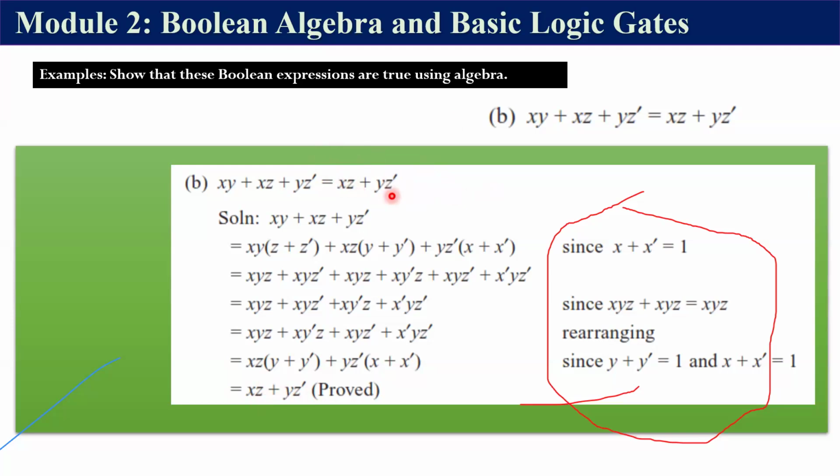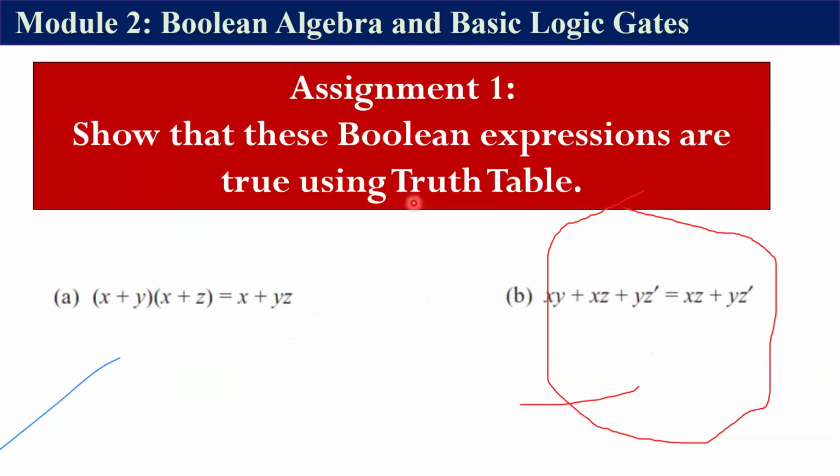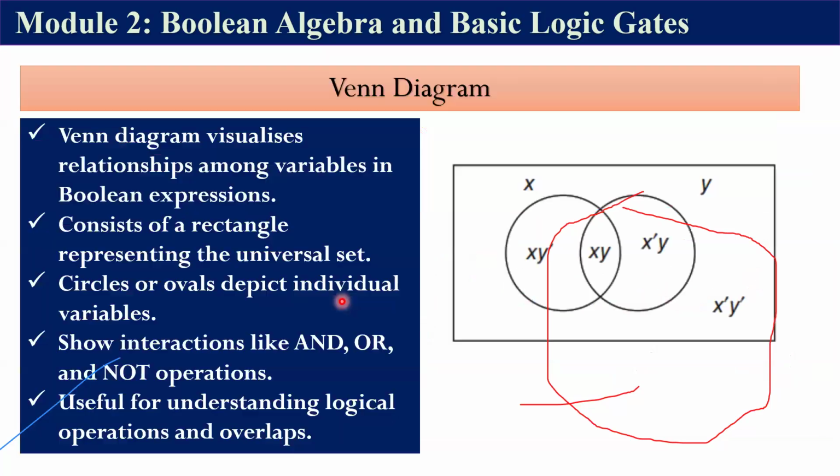Okay? So your next assignment is to go ahead and show, using the truth table, that these Boolean expressions are true. So A, B, you already have the first one for De Morgan. You are doing basically the same thing.